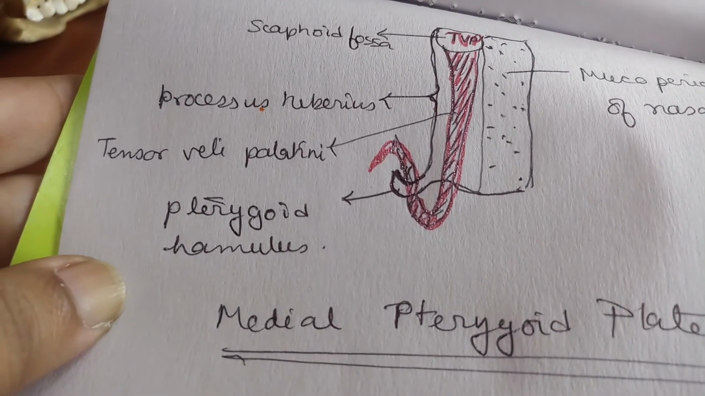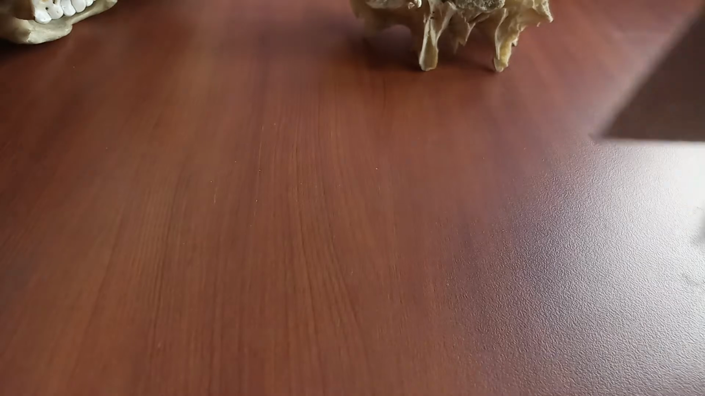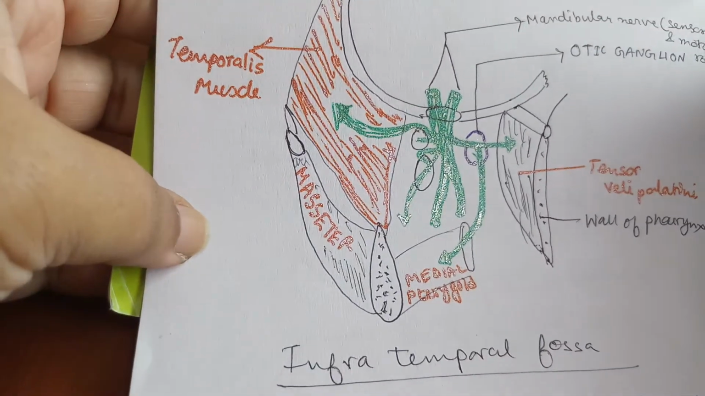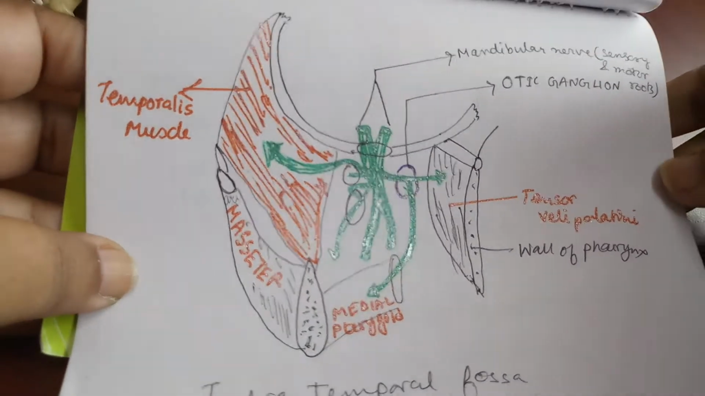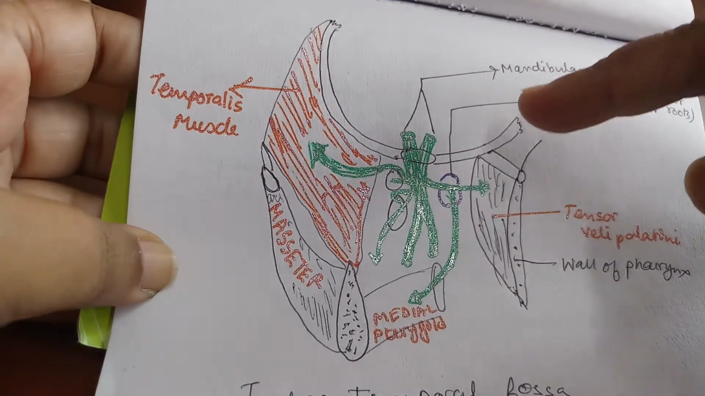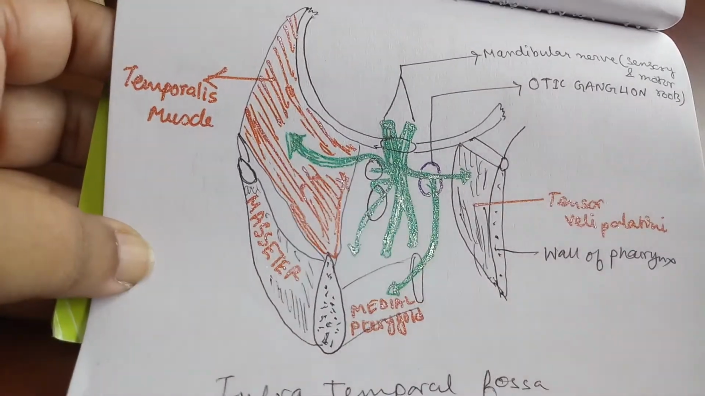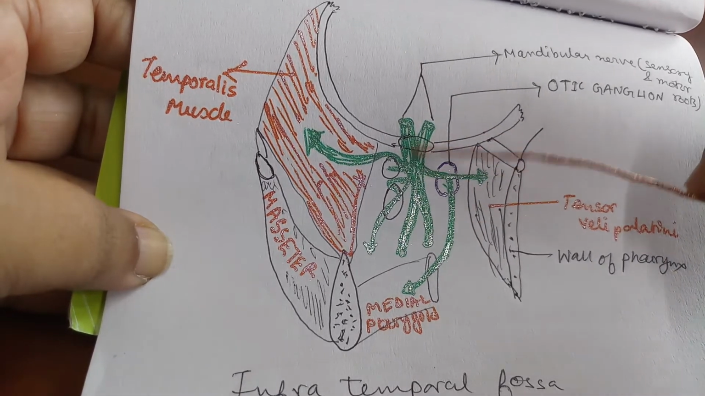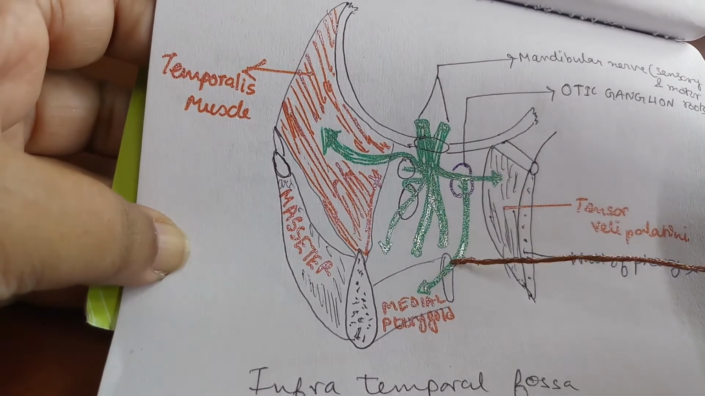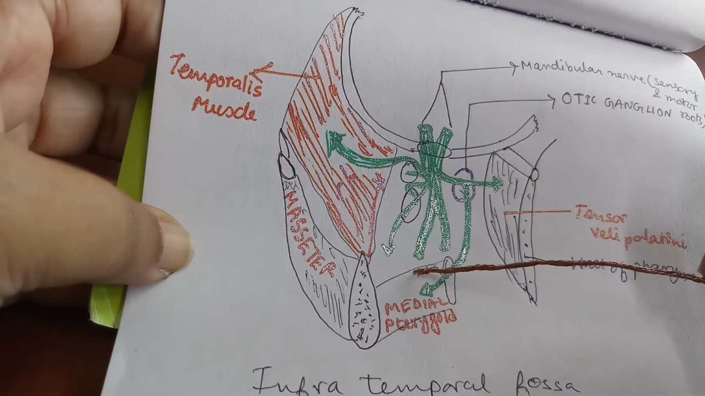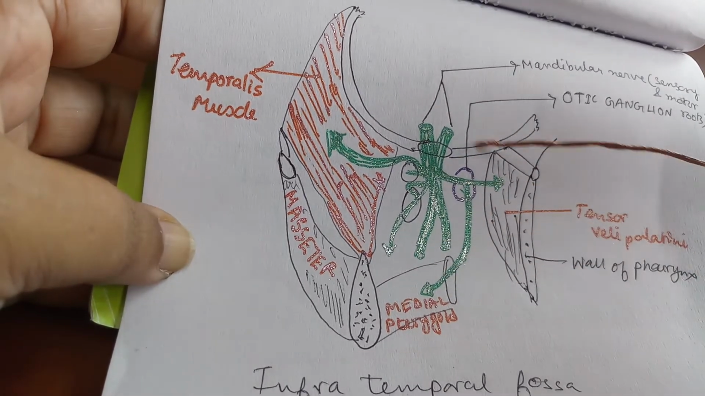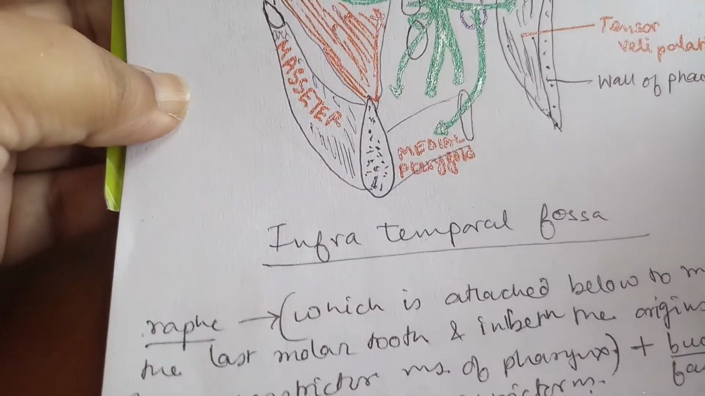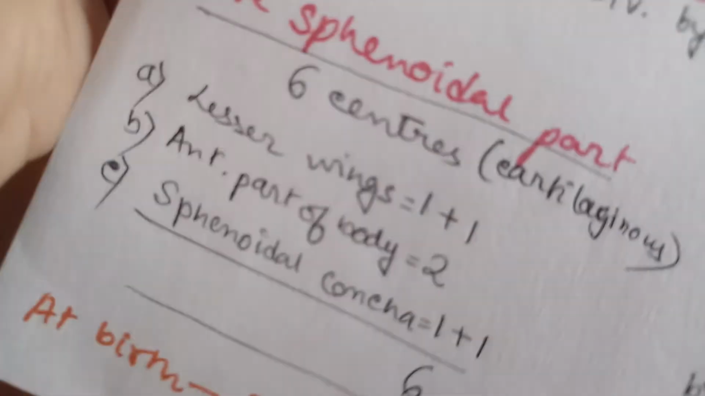And we can also have a slight revision about the infratemporal fossa, how it is related. So this is in relation with the sphenoid, we are seeing that the mandibular ganglion, the otic ganglion, etc., you will learn later on. So the medial pterygoid and all these are in relation to this part. So now we are completing the discussion of the bone.